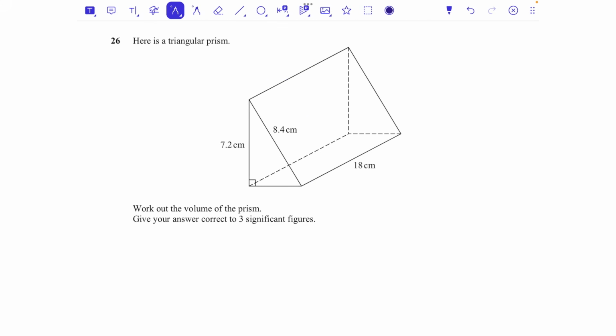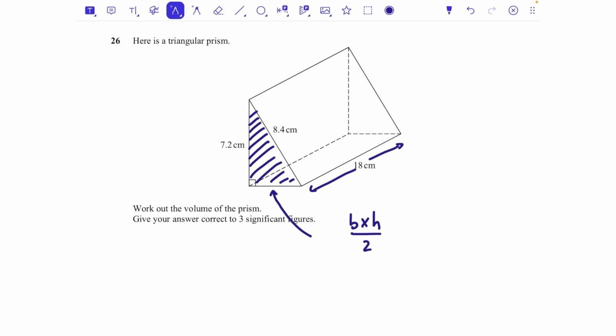Question number 26. Here is a triangular prism. Work out the volume of the prism. So volume of a prism is the area of the cross section, which is that shape that you see the whole way through, and then we just multiply it by how far back it goes. So I need the area of that triangle. Now the area of a triangle is base times height divided by 2.